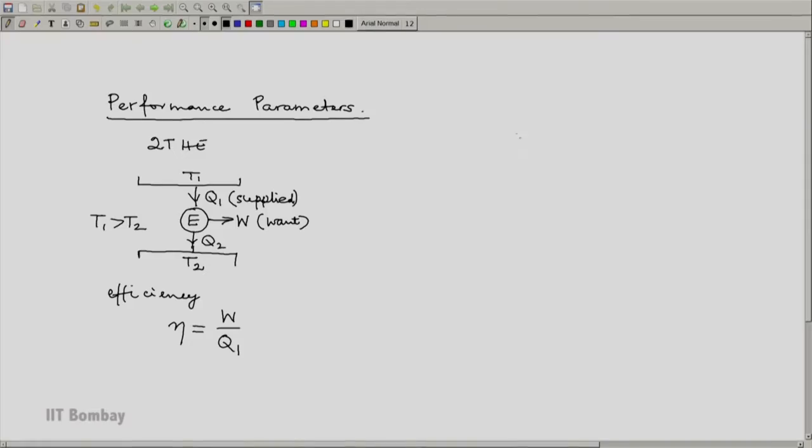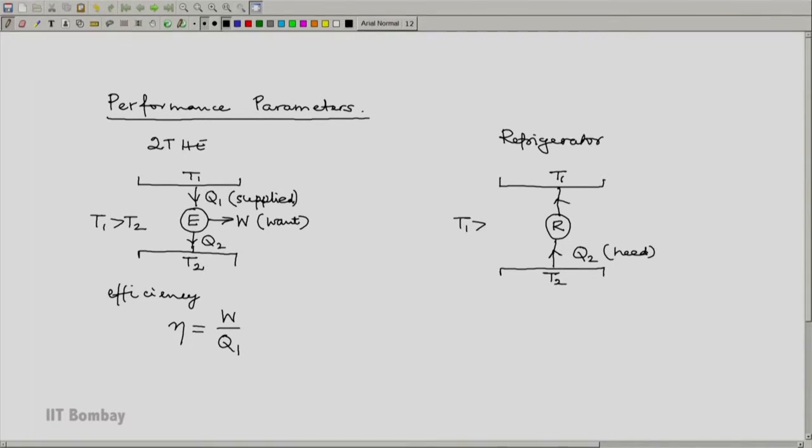When it comes to a refrigerator, and what I am going to show is what you may call a 2T refrigerator, we need to extract Q2 from the low temperature system at T2. We have to provide work, this is what is supplied, and of course Q1, which by the first law equals Q2 plus W, will be rejected to T1.